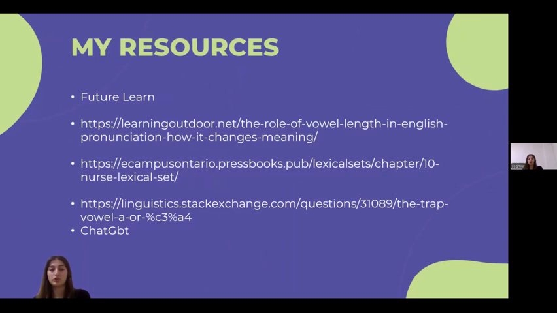Yes, these are my research sources. The first one is, of course, ChatGPT, and these are my links that I used for definitions, pictures, or something else.